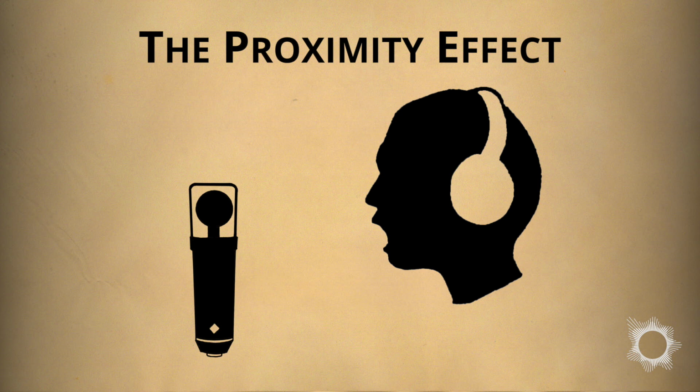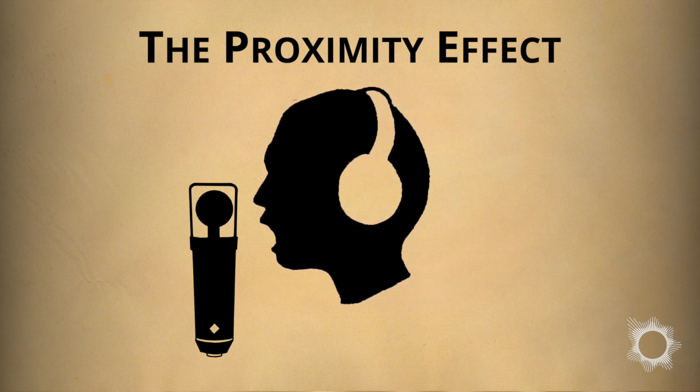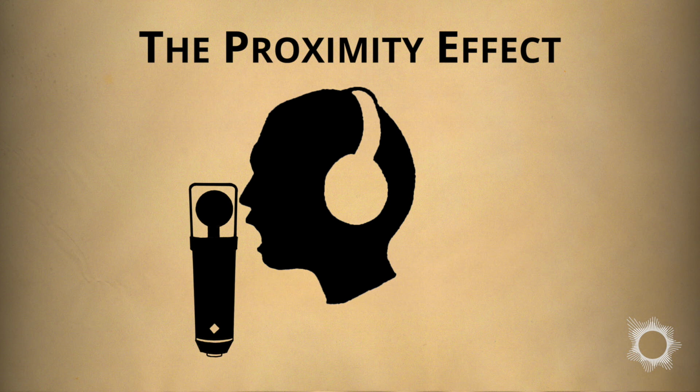All cardioids and figure of 8s have what is called the proximity effect. This simply means that the closer a sound is to the diaphragm, the more the low end will be boosted. Omnis do not have this effect.